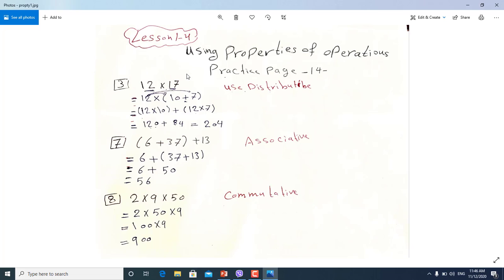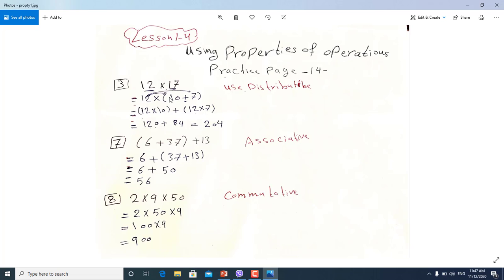Practice page 14 is about using properties of operations. From number 3, we have 12 times 7. Which property must you use? You have two numbers multiplied together, so you can break up this number into two parts, or this number into two parts. So you know that you must use the distributive property. We have 12, we write it again, we don't change this. After that the sign is multiply, and 7 we make into two parts. We know that 17 is made up of 1s and 10s. That means 7 plus 10. So write 7 plus 10.